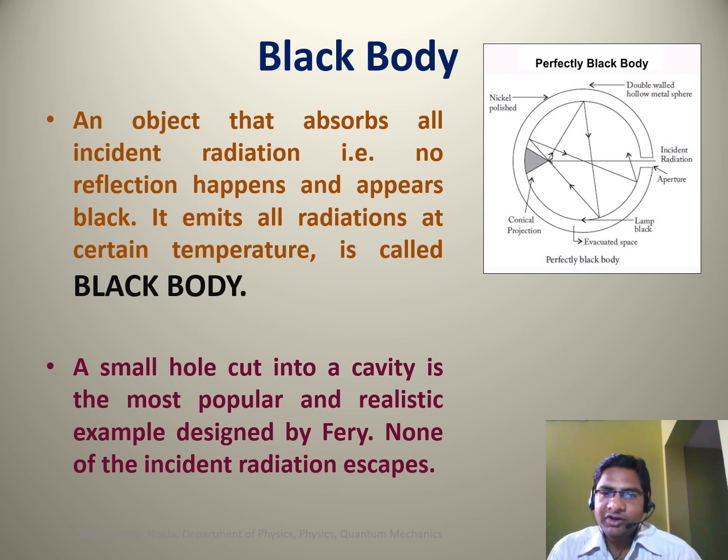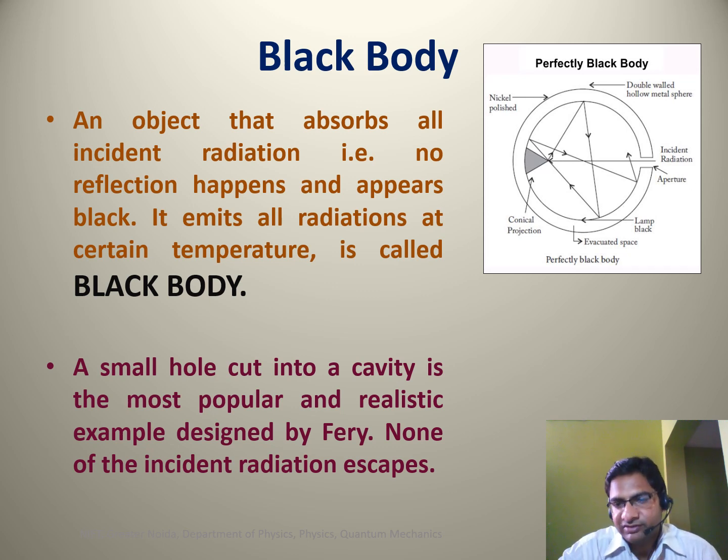It may fall many times. It may fall on the conical projection, and the tip of the conical projection will scatter it anywhere in the sphere, so no radiation will come out. So this is a kind of perfectly black body. Whatever radiation you send incident on this hole, no radiations will come out. So this is a realistic example of a perfectly black body.